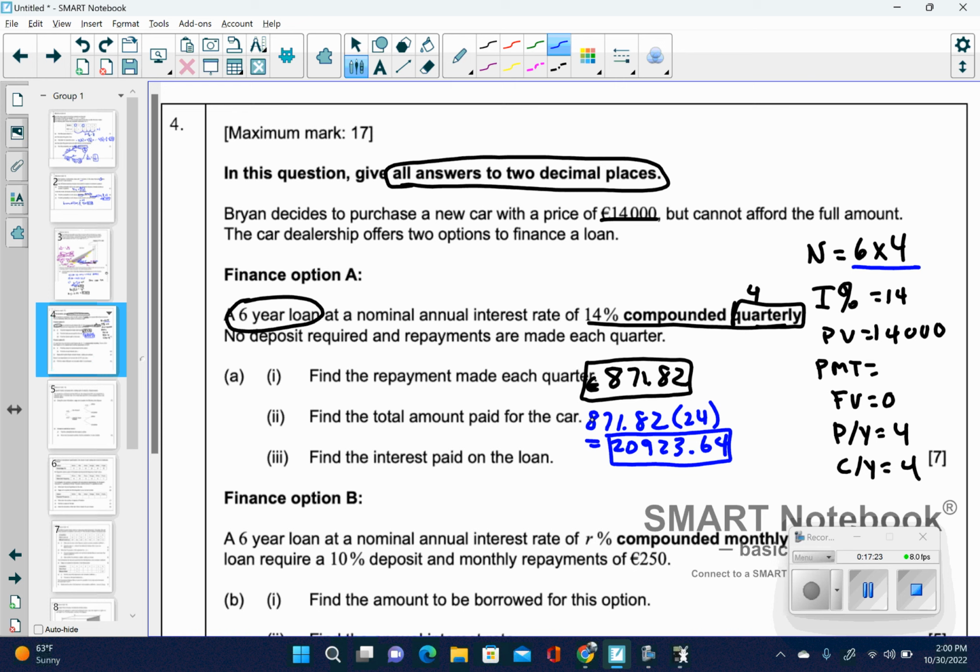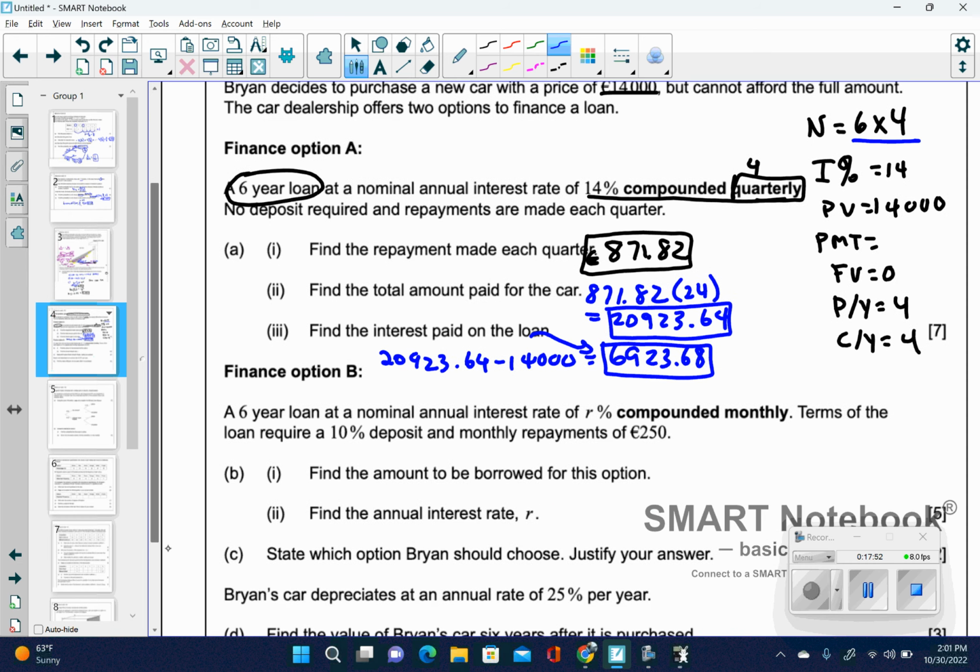Find the interest paid on the loan, right? So all you have to do for that is take this number right here and subtract it from the original cost of the car, which is 14,000. So 20,923.64 minus 14,000 is going to give us $6,923, well, pounds and 68. Okay, so that is going to be the answer for part 3. All right. Good, so finance option A is done.